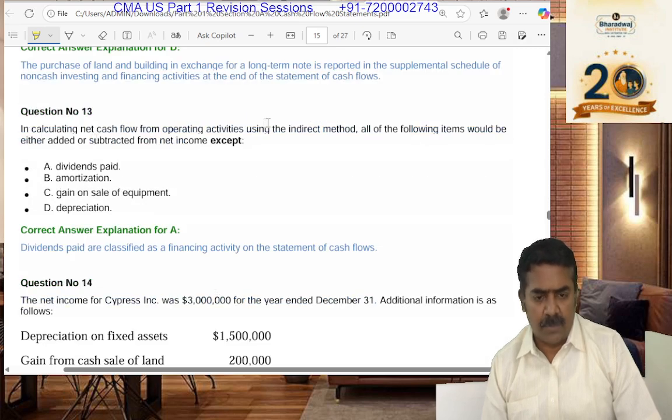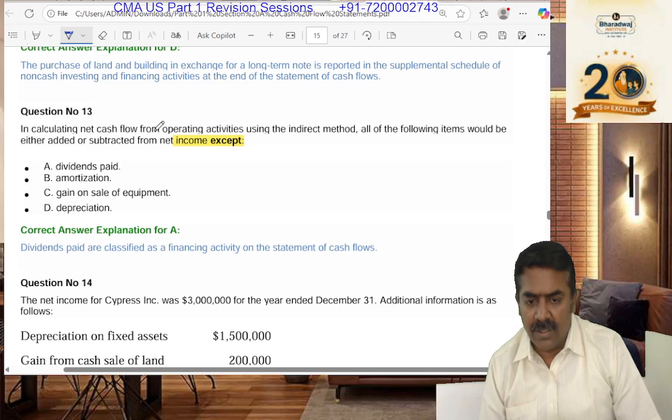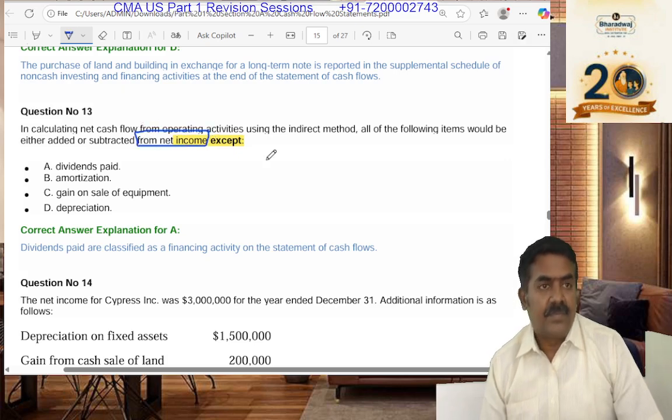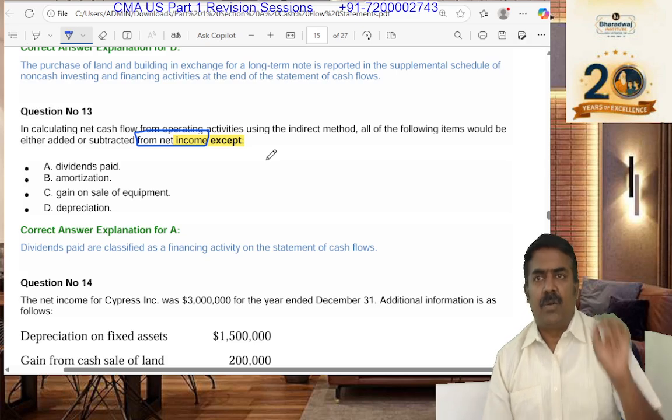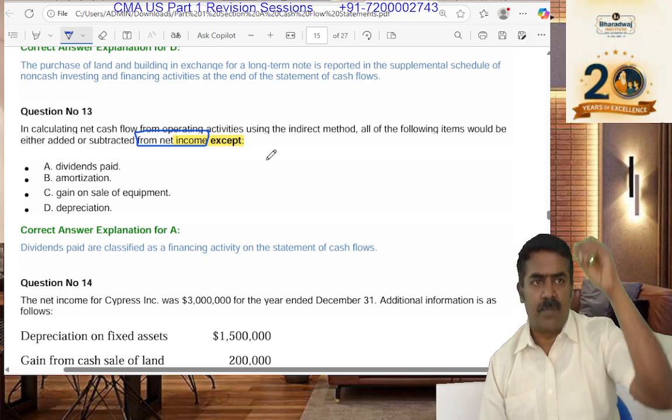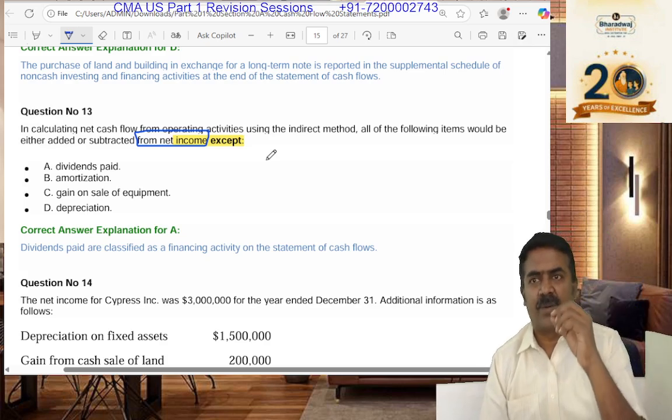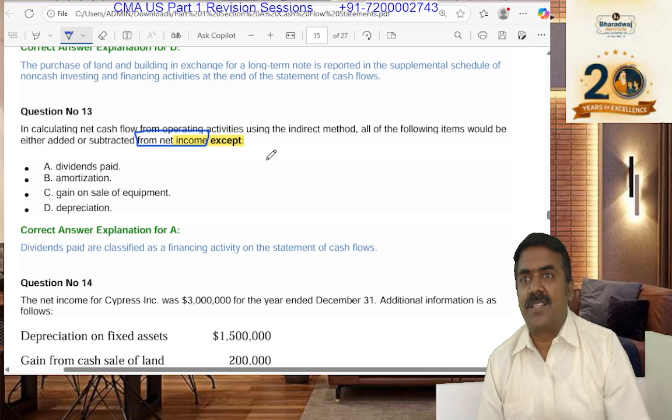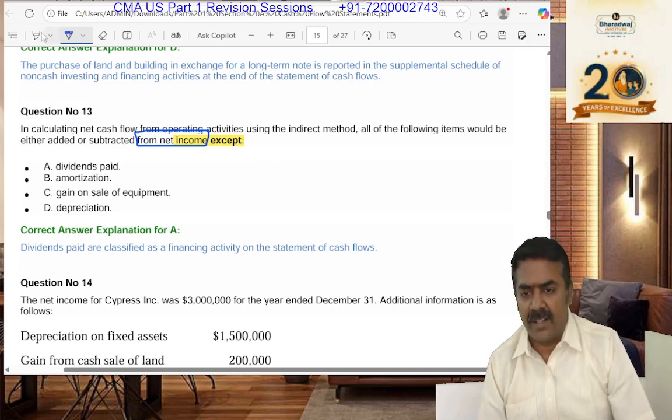While calculating net cash from operating activity, all of the following information will be added back and subtracted to net income except, look at it from net income. Net income is before dividend or after dividend? How do you work out net income? We work it out in the income statement. Income minus expenses minus tax will give us what? Net income. This is before adjusting the dividend. So no need to add dividend.